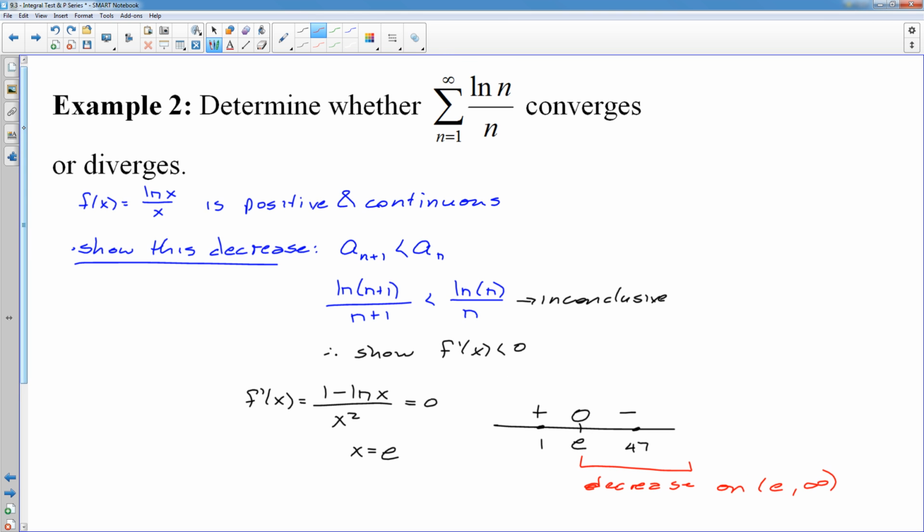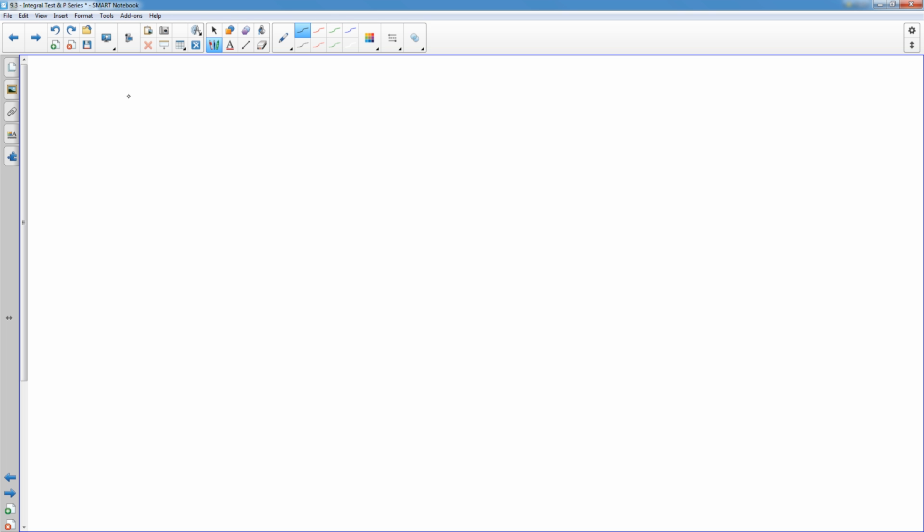So now we'll go to the next page and we'll actually find the antiderivative from 1 to infinity of ln x over x, and we'll see what that gives us. So we need to find the antiderivative from 1 to infinity, natural log x over x. If we get a finite answer for this, then my series converges. If I do not, if this diverges, then the series will also diverge.